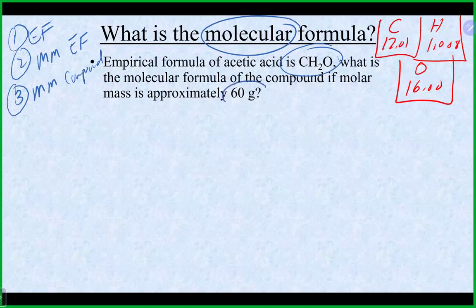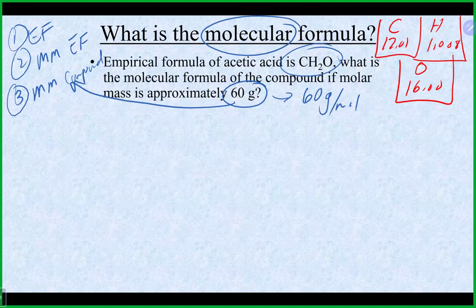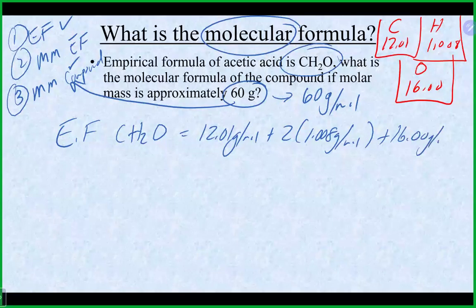This is the molar mass of the compound. Sometimes it will be written like that, 60 grams, and sometimes more like a molar mass, 60 grams per mole. So that's the molar mass of this compound. The only thing we're missing to get to our molecular formula is the molar mass of our empirical formula. So we take our empirical formula, CH2O, and calculate our molar mass: 12.01 for our carbon, plus 2 times 1.008 for our hydrogen, plus 16 for our oxygen.